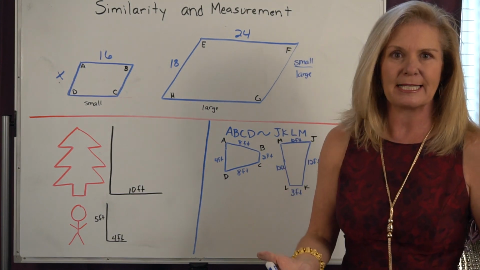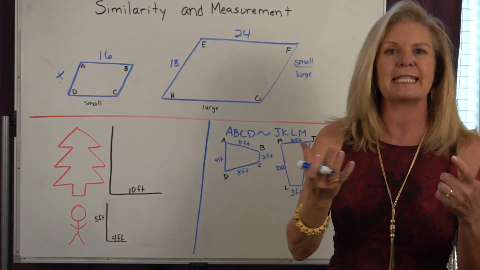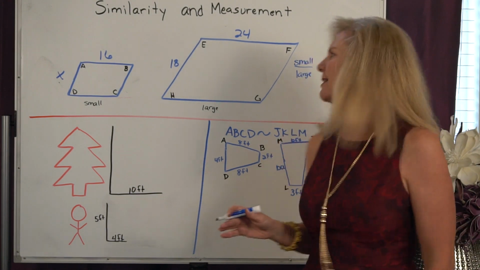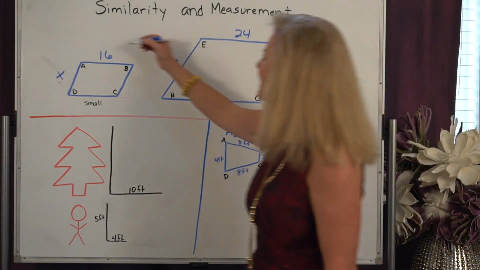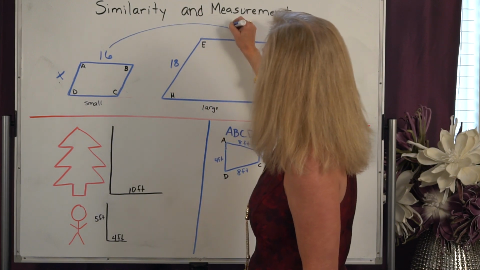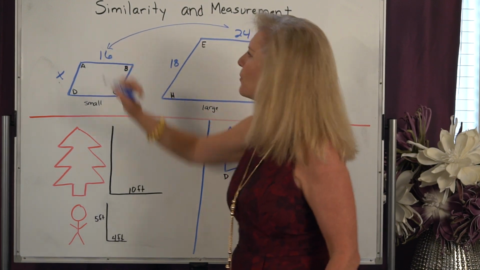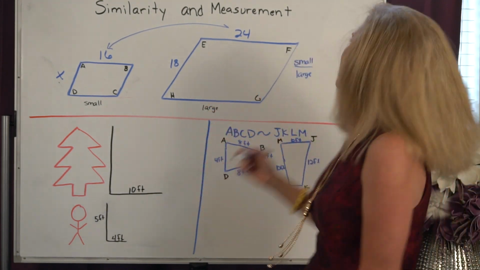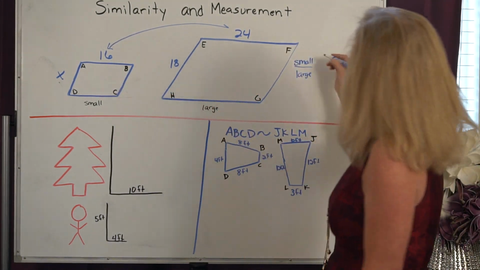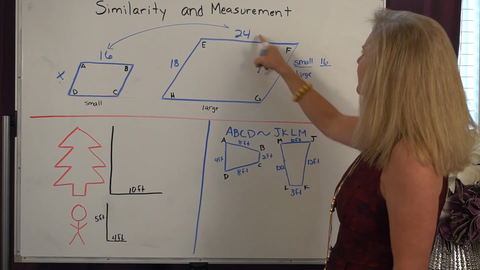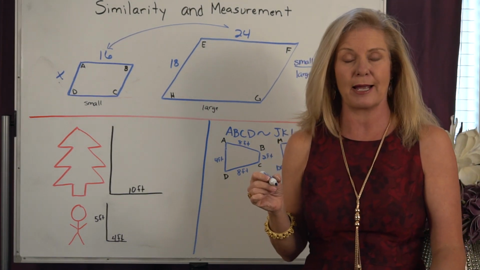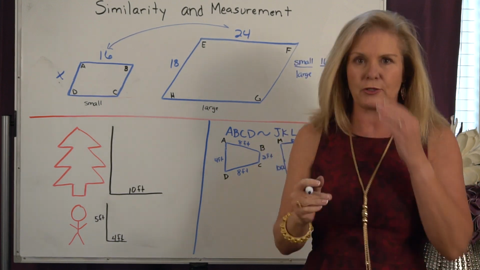So my next step is I have to find corresponding side lengths, because those are the things that are proportional, not the angles. So corresponding means in the exact same position. When I take a look at 16 and 24, they're in the same position on their figures. And so I'm going to put the small on top, and the large measurement on bottom. That's the first part of my proportion. I've got one of those ratios.